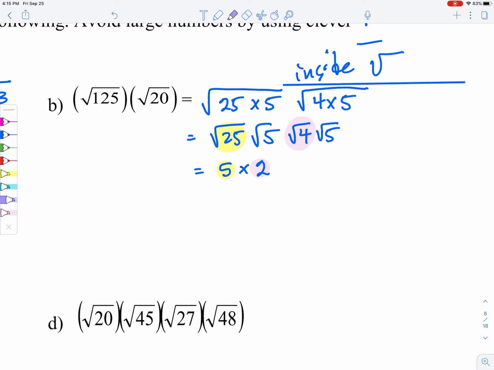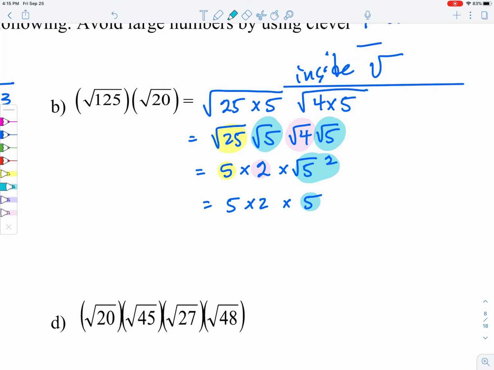And then finally, I can hopefully recognize that I have root 5 times root 5, which is root 5 squared. And the whole reason we like root 5 squared is because we're going to be able to write that just as 5. Root 5 squared is just 5. So then I have 10 times 5, and my answer is 50.